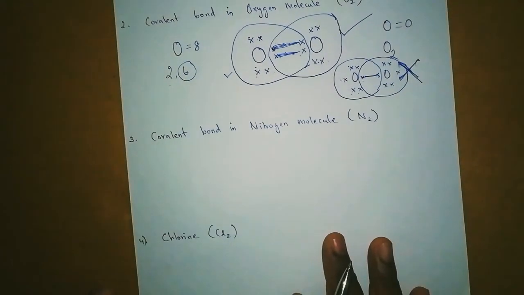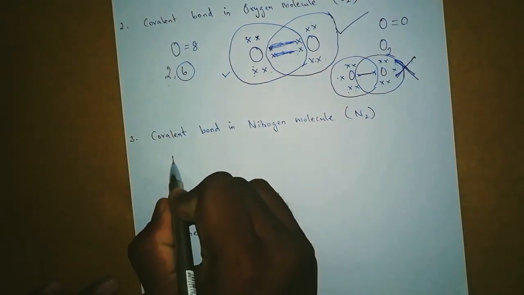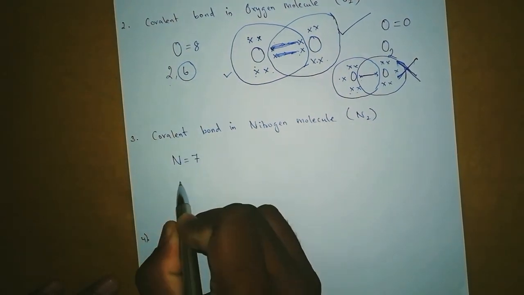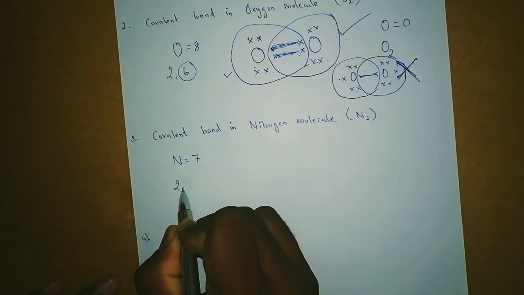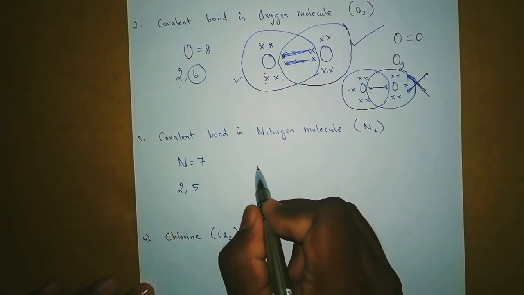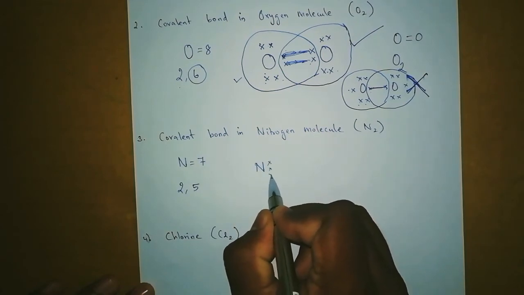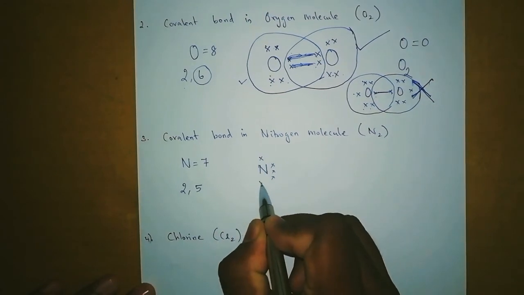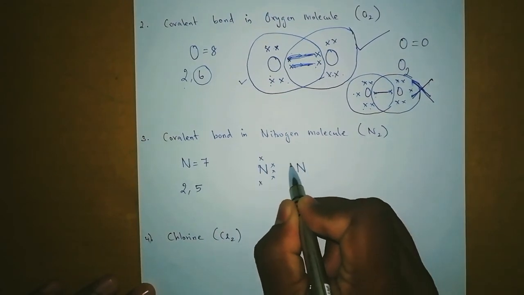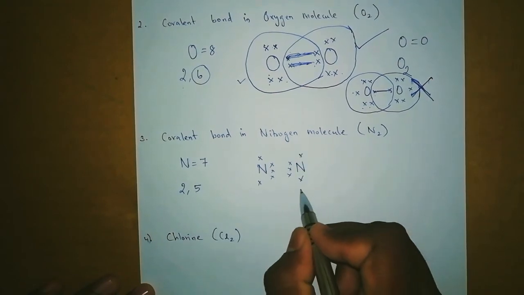Okay, let's move on to the covalent bond in nitrogen molecules. Nitrogen atomic number is 7, so the electronic configuration is 2, 5. Take a nitrogen: 5 electrons in the outermost shell, so I can write 1 2 3 4 5. And this nitrogen also has 1 2 3 4 5.